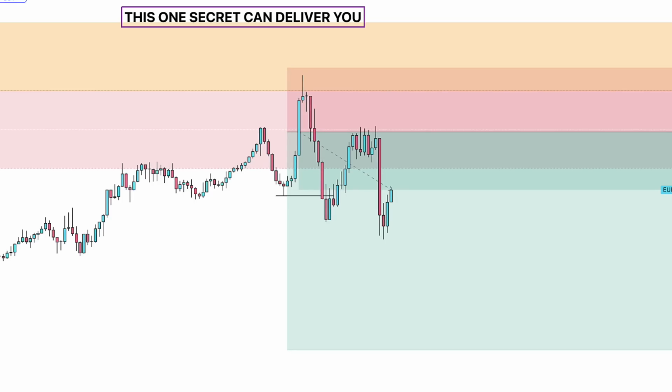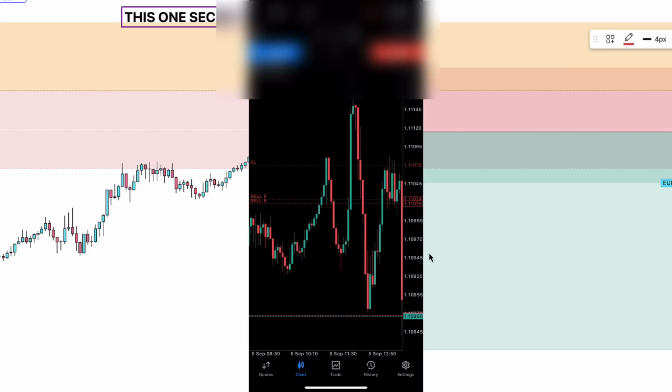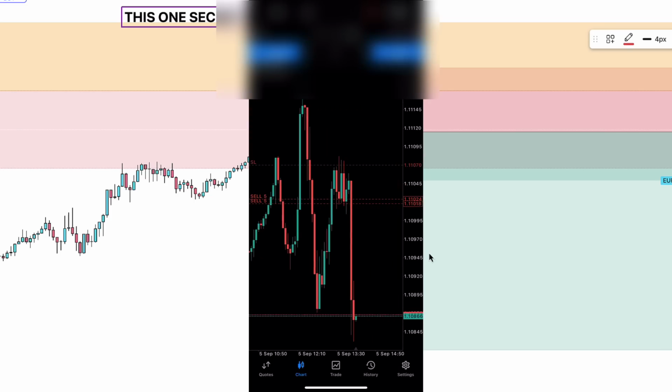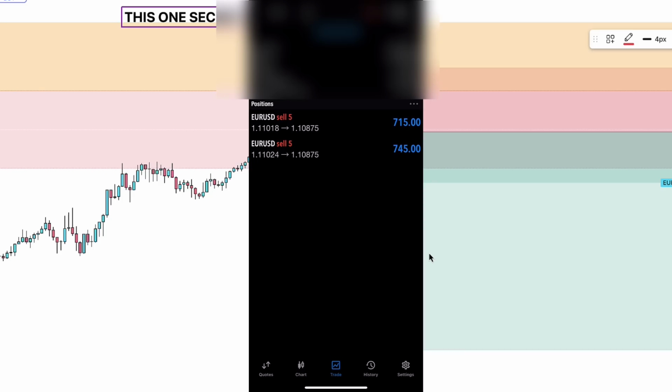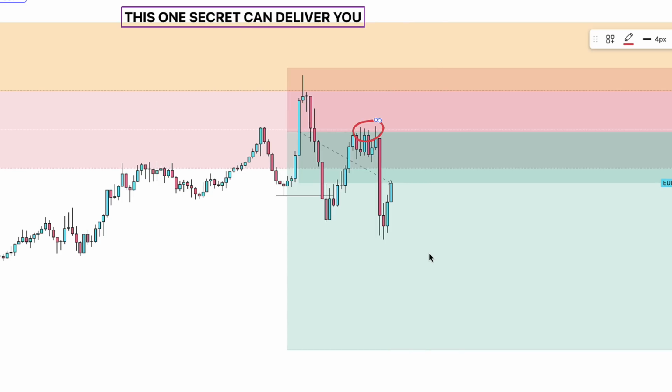I am currently in this particular trade. I think I've recorded the live trade moving on my mobile device. You can actually see it displayed on my screen. So what I want to do in this video, guys, is to give you the exact entry model I use for this particular entry, and this is something I normally teach my mentorship students.